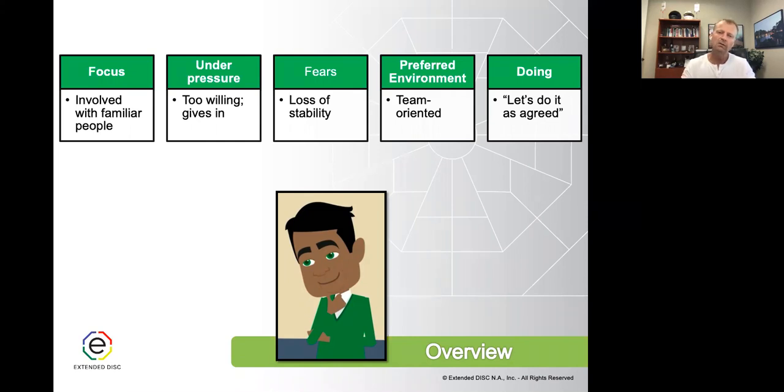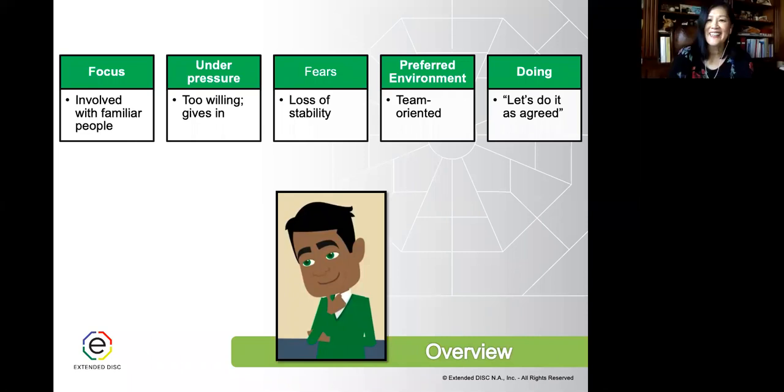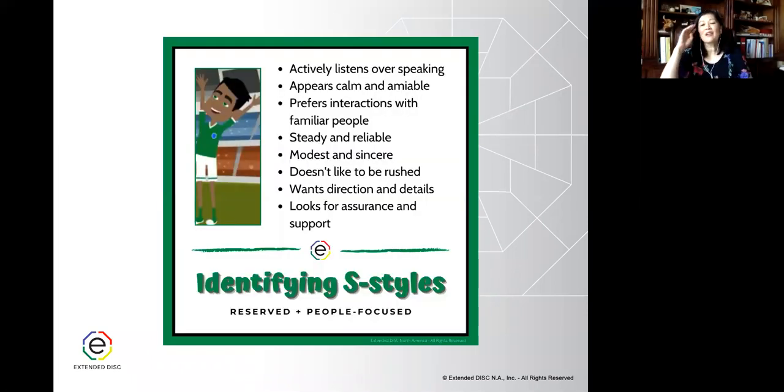So if you want to think of an image of S style, it is the captain of the ship who wants to make sure everybody's okay. So it's not that they are giving in. They just want to make sure that they are taking care of everyone. So if you kind of change your frame of mind thinking about S-styles, it's not weakness, but it's actually quite strength.